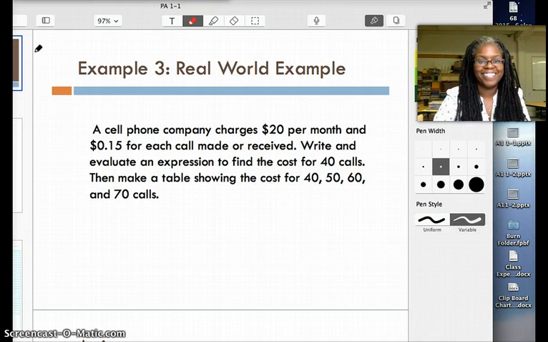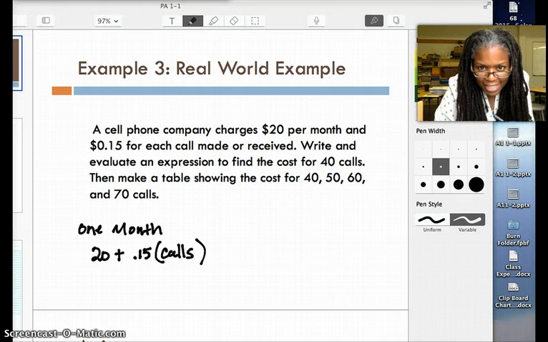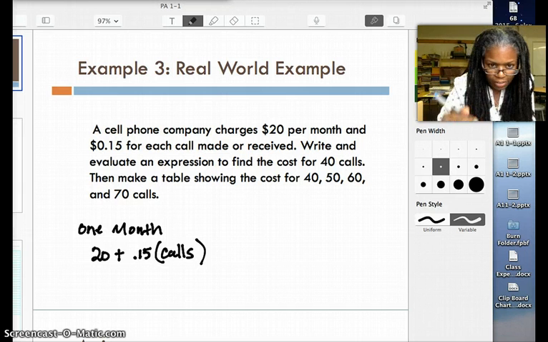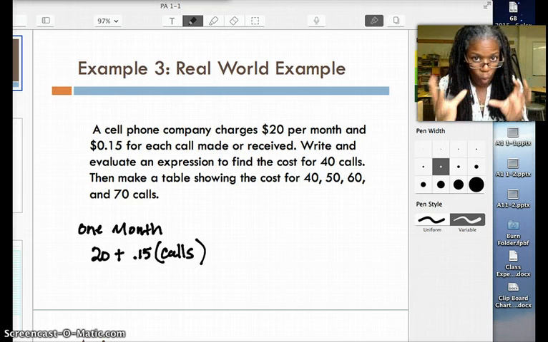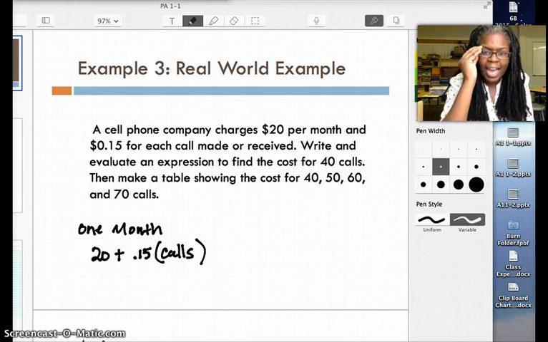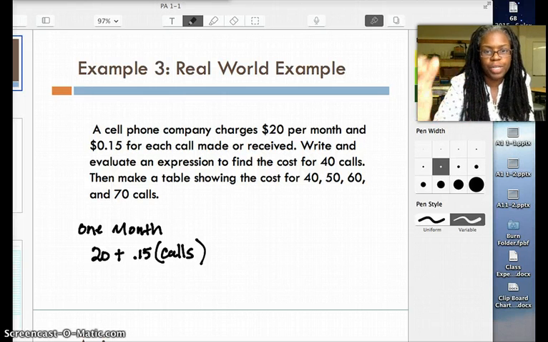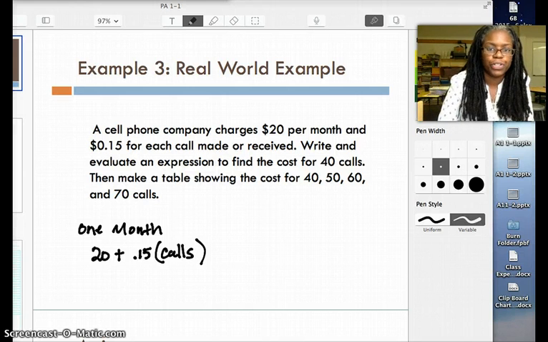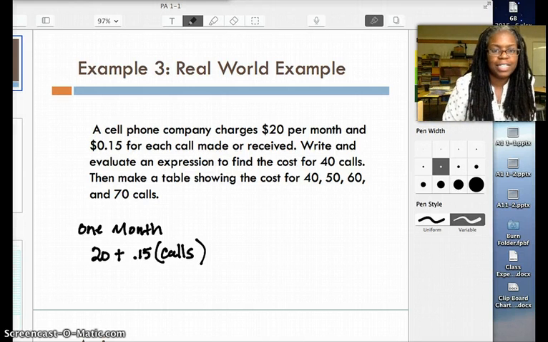Let's get started. As I look at this, I'm thinking about the fact that this problem is really about 1 month, what's going on within a month, and we're going to think through how we can access the answer to this question. So how much would it cost for 40 calls? Then we have to calculate 50 and 60 and 70 calls.